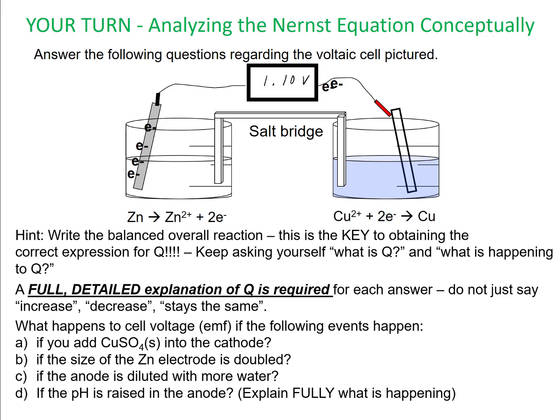And then what if the pH is raised in the anode? So what if you add a whole bunch of like sodium hydroxide here? What would happen? I'll give you a hint. It involves the solubility, or in this case insolubility, of the hydroxide ion. So what happens to Q? What happens to cell voltage? Now for part E, what happens if the cathode is knocked over, some is spilled out, and then you quickly tip it back up? What happens to Q? What happens to cell voltage? Give it your best shot on that your turn. That's the end of the video.